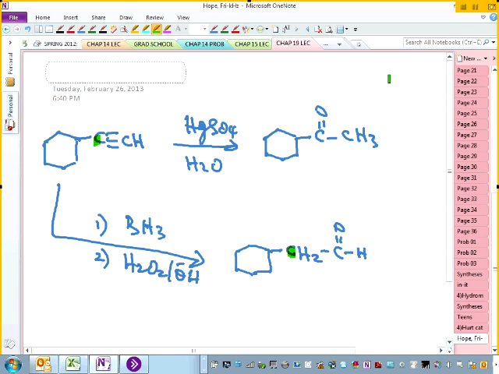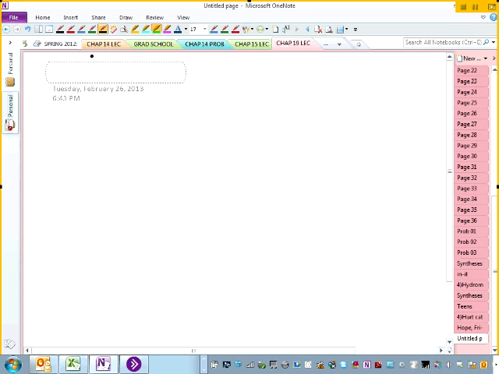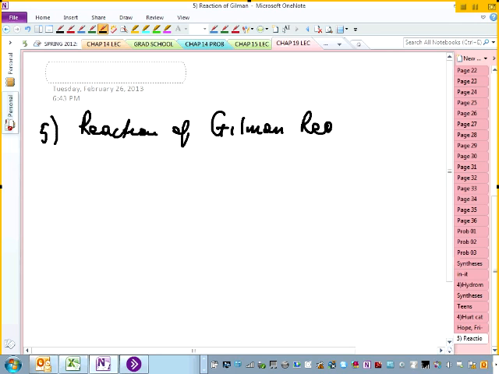Okay, I think one more method, right? For ketone, I want to give you that number 4. That was 4, okay. I'll give you one more method. Number 5. This one is the reaction of a Gilman reagent with an acid chloride.